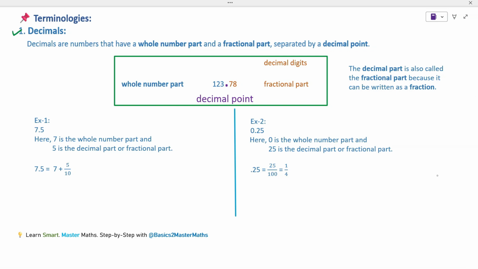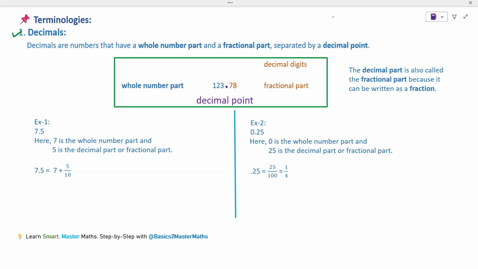Today we are going to discuss decimals and their types. According to the definition, decimals are the numbers that have a whole number part and a fractional part separated by a decimal point.